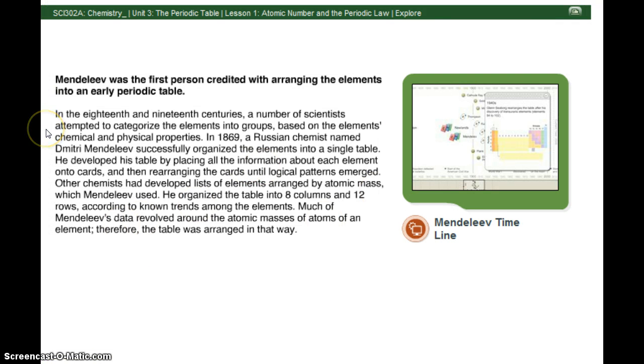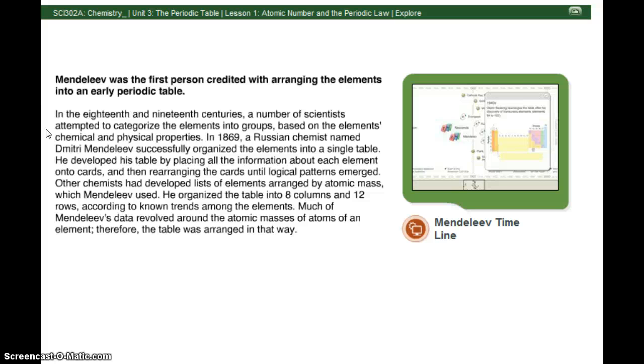In the 18th and 19th centuries, a number of scientists attempted to categorize the elements into groups based on the elements' chemical and physical properties. In 1869, a Russian chemist named Dmitry Mendeleev successfully organized the elements into a single table. He developed his table by placing all the information about each element onto cards, and then rearranging the cards until logical patterns emerged.